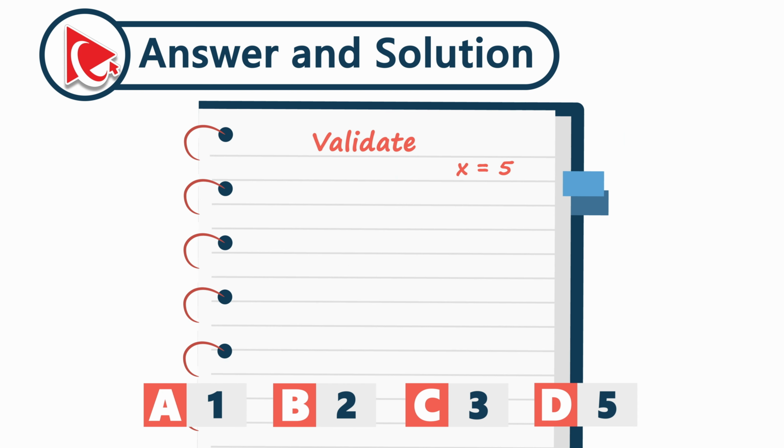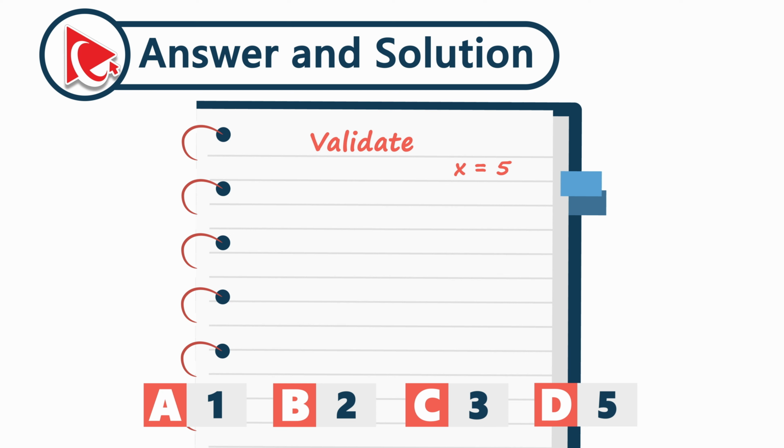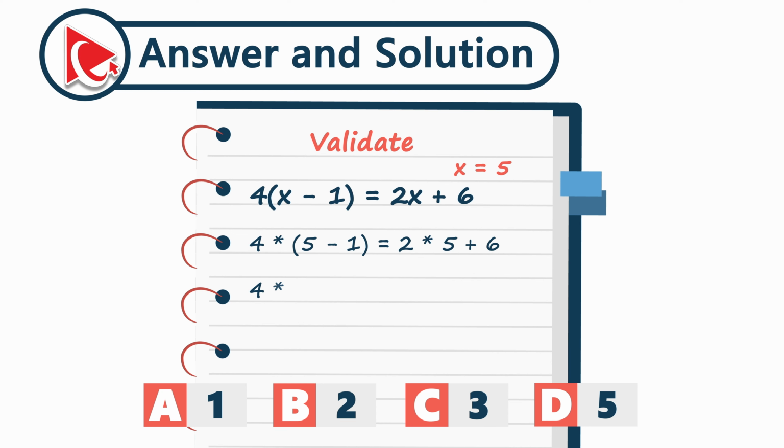And now let's validate our solution. Let's use the value x equals 5 and put it into the original expression. Remember, the original expression is 4 multiplied in parentheses x minus 1 equals 2x plus 6. After we substitute x with 5, it will be 4 multiplied by (5 minus 1) in parentheses equal to 2 multiplied by 5 plus 6. 4 by 4 equals 10 plus 6. 16 equals 16. And the correct answer here is choice D, 5.